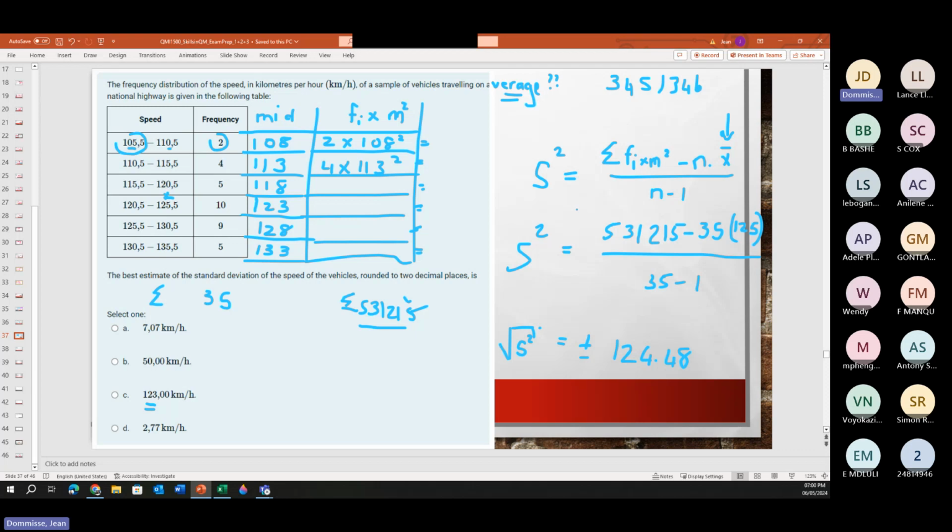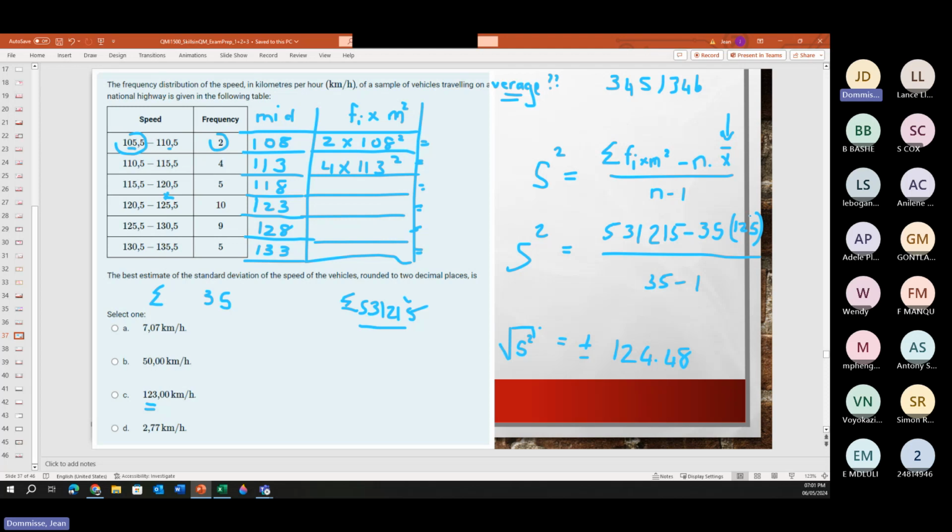So if I use this formula of the sum of those frequencies times the midpoint squared, it's that formula minus the n times the mean squared, divided by n minus 1. So my variance would have been that big number. And if I take the square root of that, I get around 124, which seems like option C.